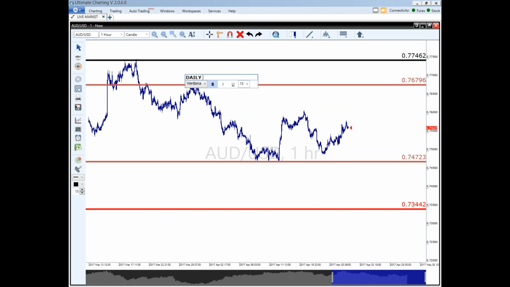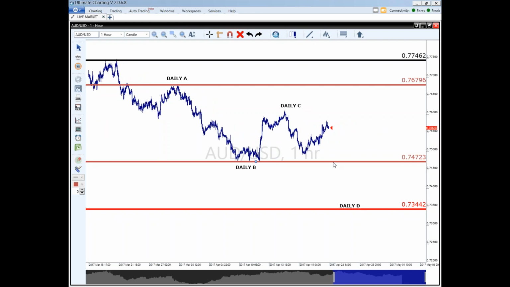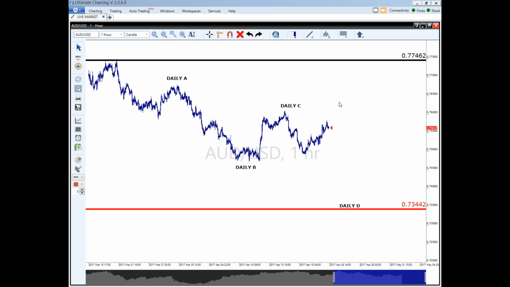I've got my daily A right there. Got my daily B right here. This so far is my daily C. And this red line right there is my daily D extension. Having a Y or a yes, if by doing this, does this help you visualize what this market can do on a smaller time frame?